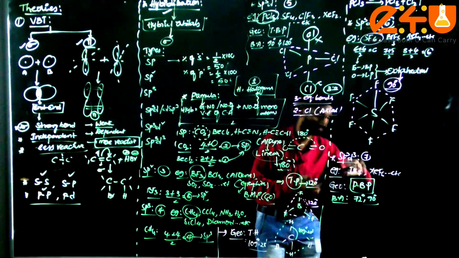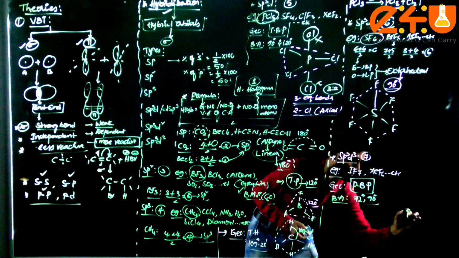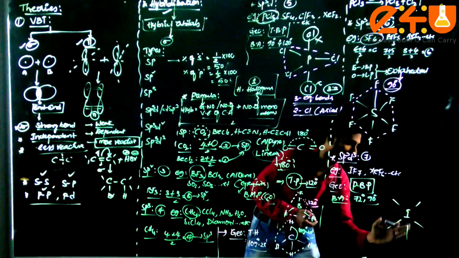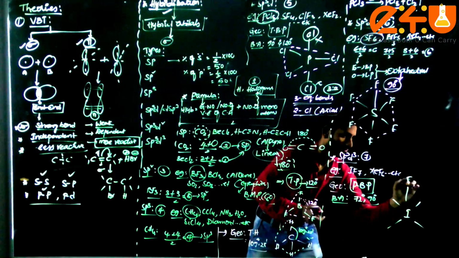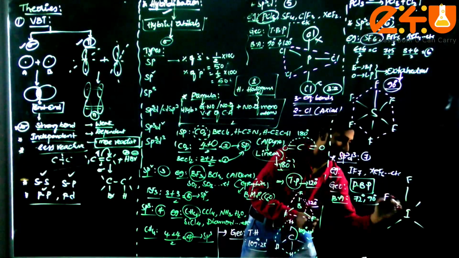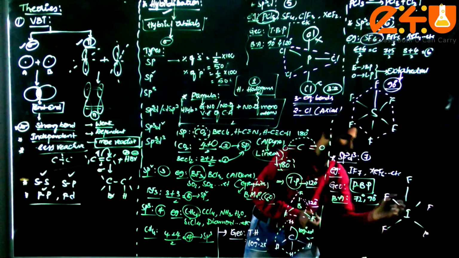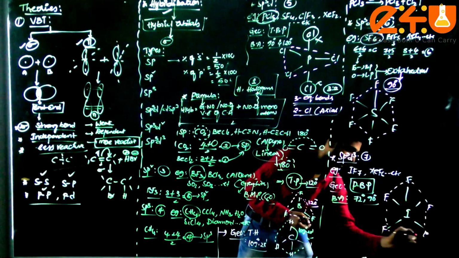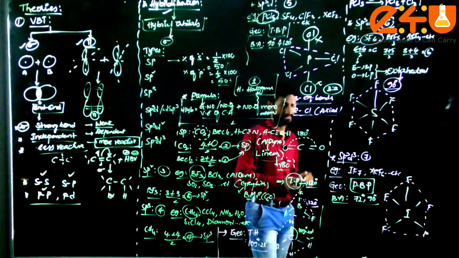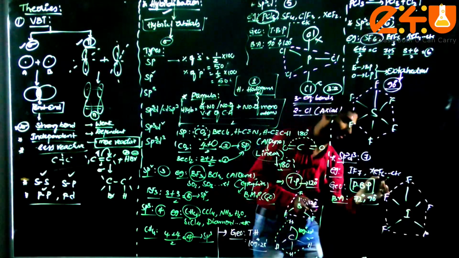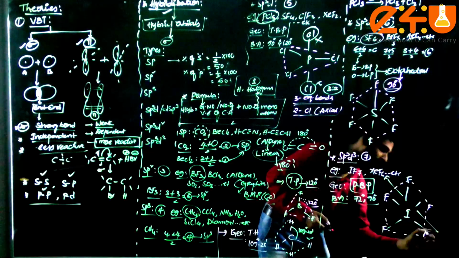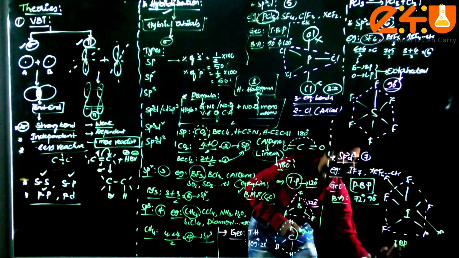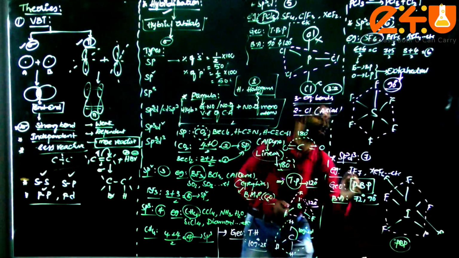Now let me take it here. I am drawing the iodine atom here, and fluorine. Now, IF7. Check it here, this is only IF5. Then the remaining 2 more fluorine atoms are there. Let me write here: this is F and this is F. This geometry is pentagonal bipyramidal.